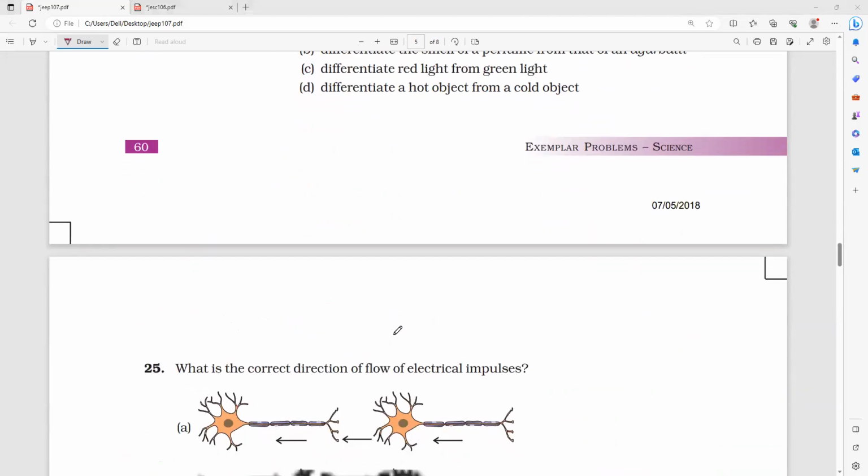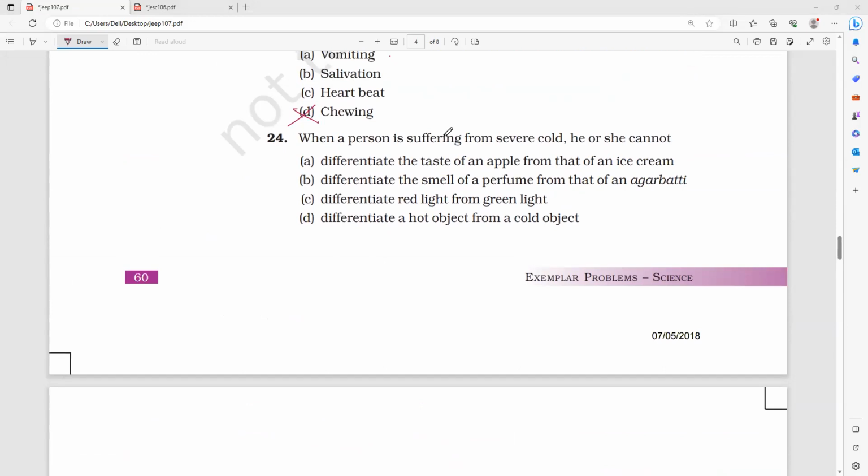Next, when a person is suffering from severe cold, he or she cannot what? Option B. They cannot smell. Our olfactory receptors cannot function, so we cannot differentiate the smell of anything. That is why, if you are having a cold or a cough, you cannot feel the taste of the food. Am I right or wrong? Everybody, please respond.